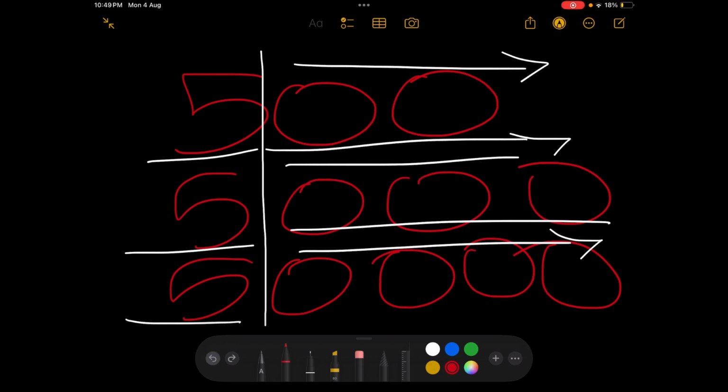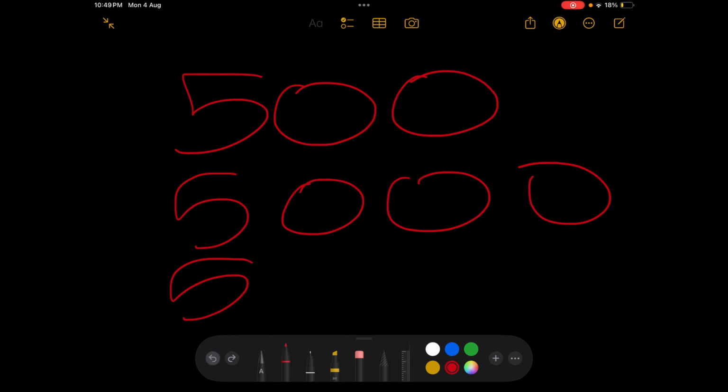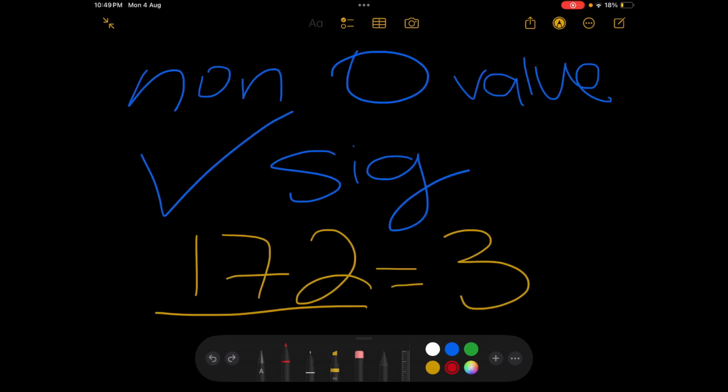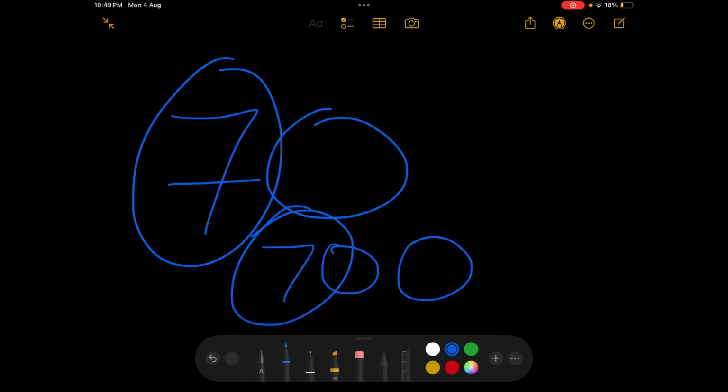Another example of this, just so you guys can see. Say we have 70, only the 7 is significant. Say we have 700, only the 7 is significant. You get what I'm saying. Any 0 past the non-zero value is always insignificant.